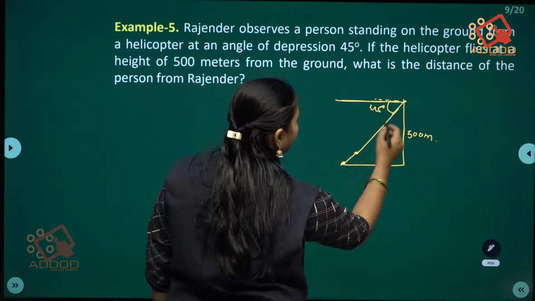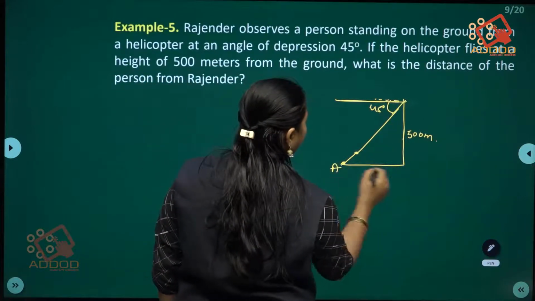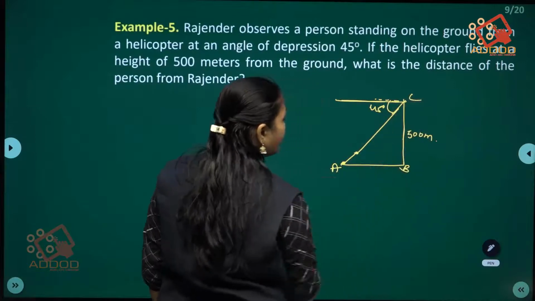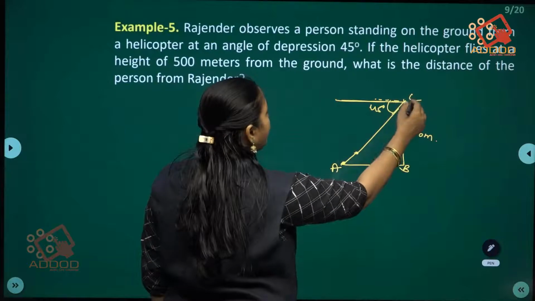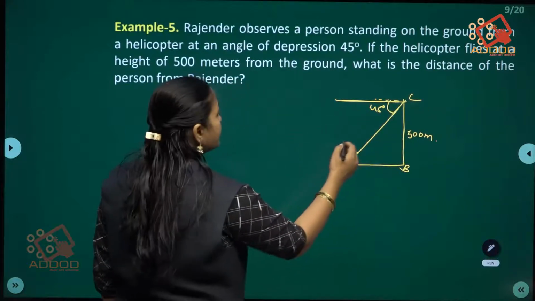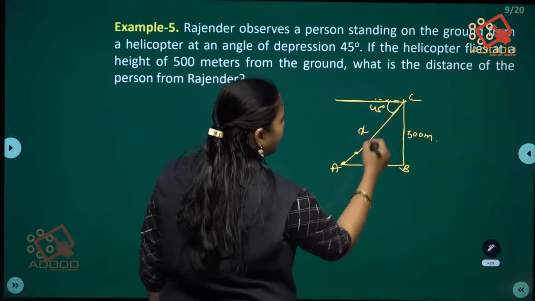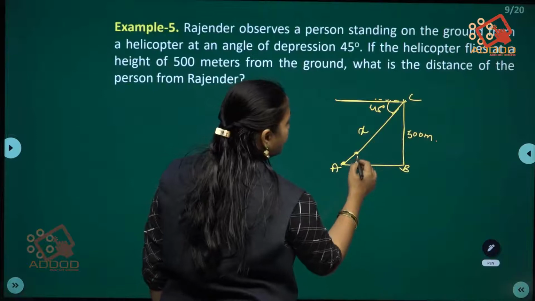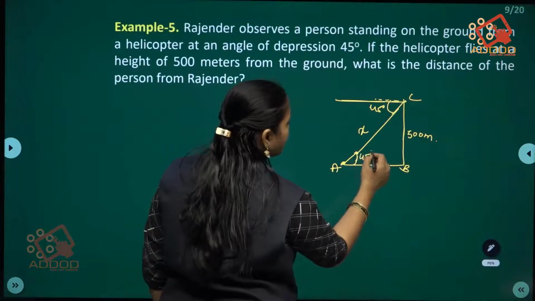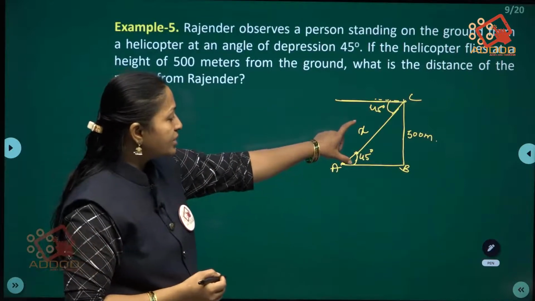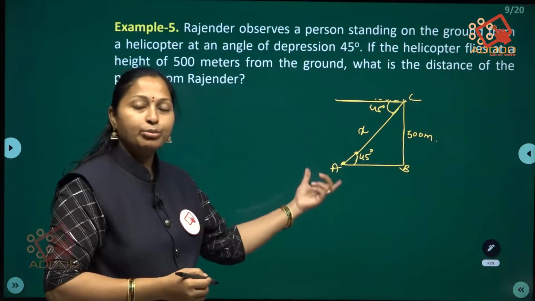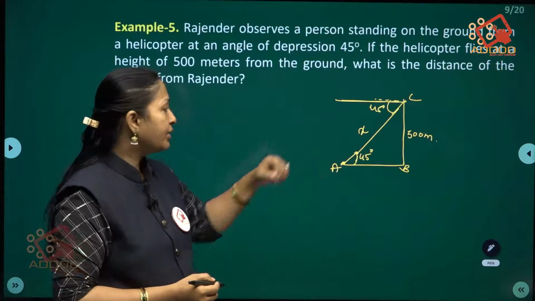Now let's find out what is here. Let's give some vertices ABC and let's find out the distance between the Rajendra and the observer is x. Now here angle of depression is equal to angle of elevation. So it is 45 degrees. Now we know one side of this triangle and one angle, we can find whatever the required values.